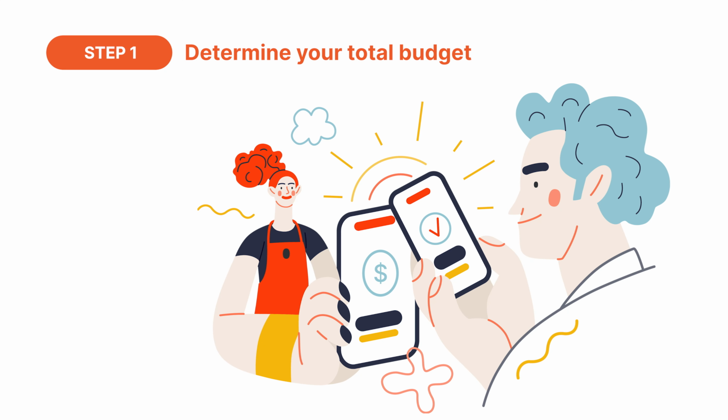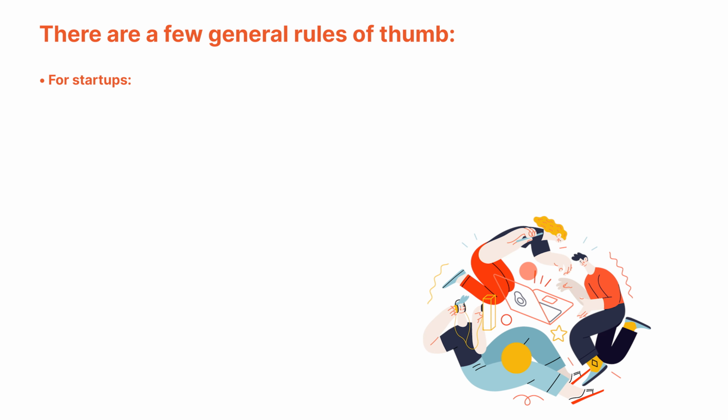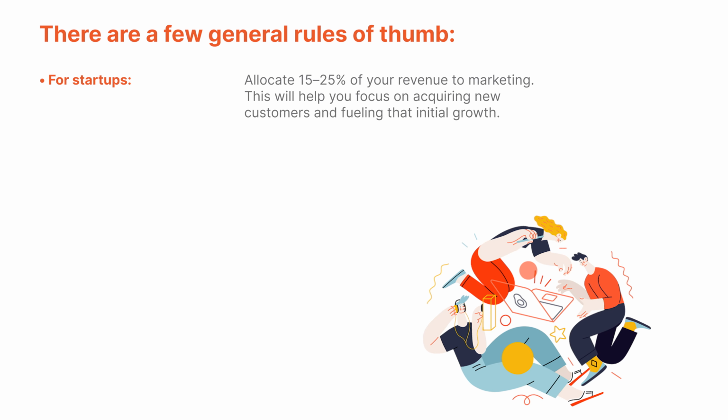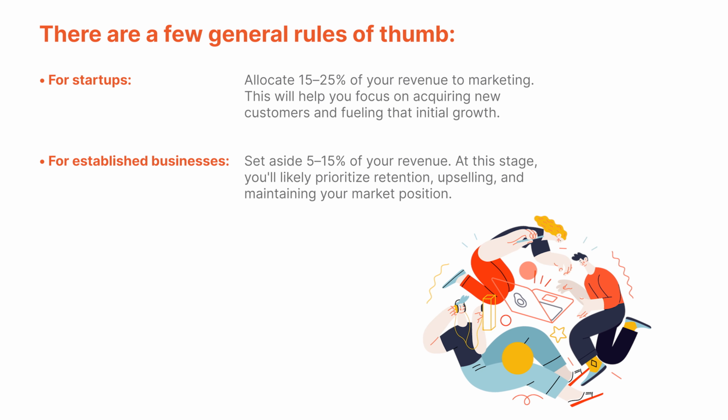Okay, first things first. We need to figure out how much of your hard-earned cash you should invest in marketing. There are a few general rules of thumb. For startups, allocate 15 to 25% of your revenue into marketing. This will help you focus on acquiring new customers and fueling that initial growth. For more established businesses, set aside 5 to 15% of your revenue. At this stage, you'll likely prioritize retention, upselling, and maintaining your market position.